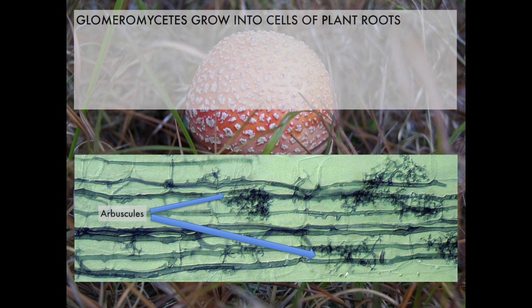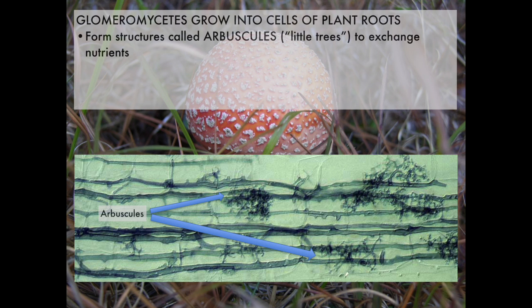So glomeromycetes grow inside the cells of plant roots. As you can see in this photomicrograph below, you see this sort of matrix that looks almost like a brick wall. Those are the plant cells, the cortical cells of a plant root. And the darker hyphae there are the stained hyphae of the fungus, the glomeromycetes that are growing in there.